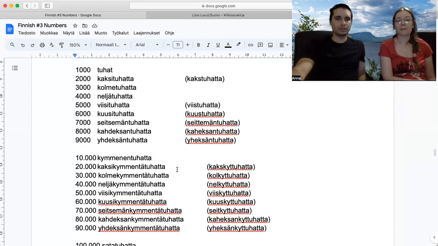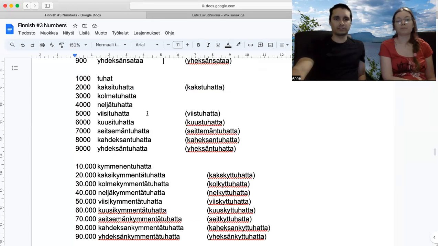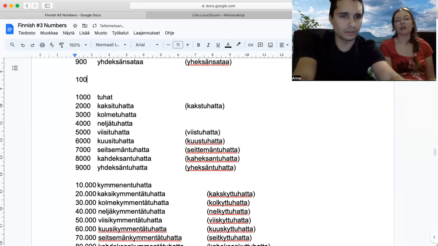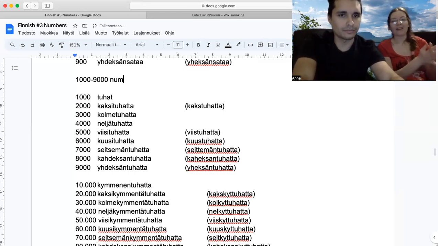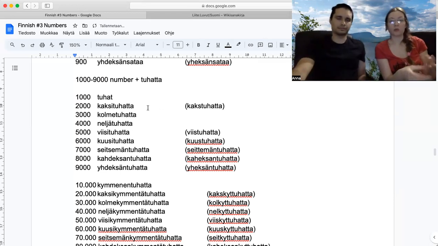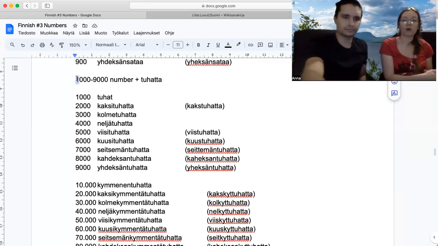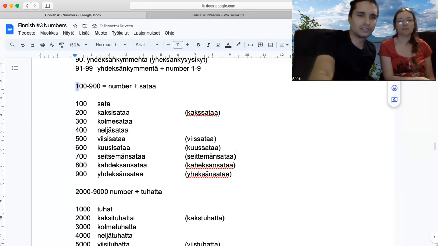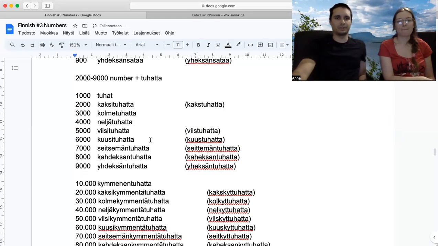Then 1,000 to 9,000. So when we're talking thousands, we add the partitive. So it would be 1,000, and it's partitive. From 2,000, like this, the formula. So 1,000 is tuhat.